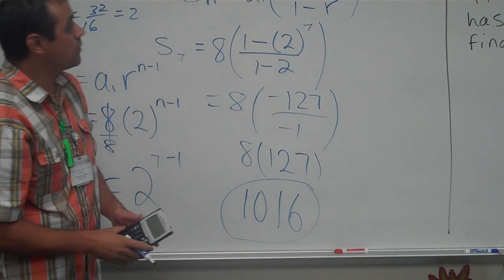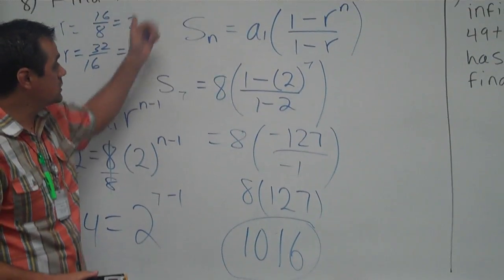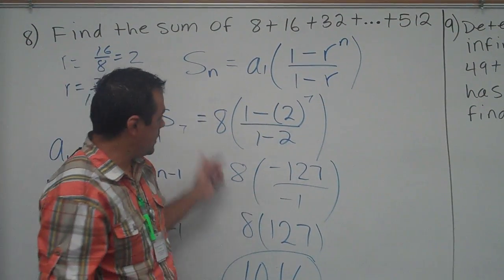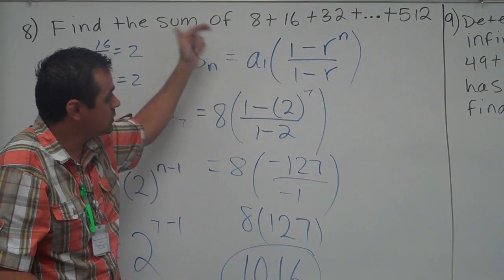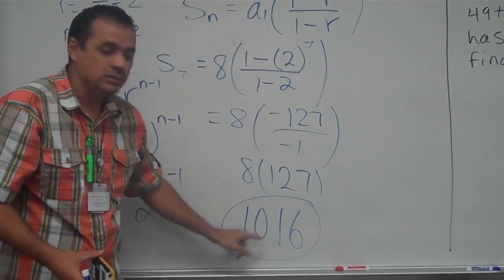So what happened in this problem is the number of terms ended up being 7. We didn't know, but we found out the sum of the first 7 terms is 1,016.